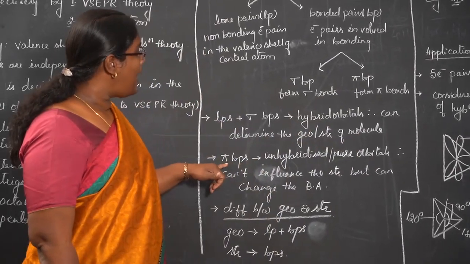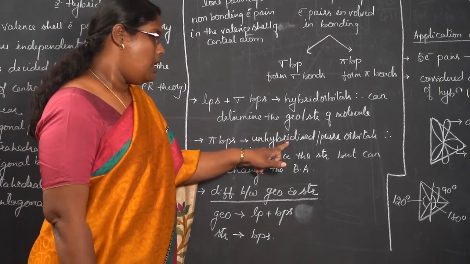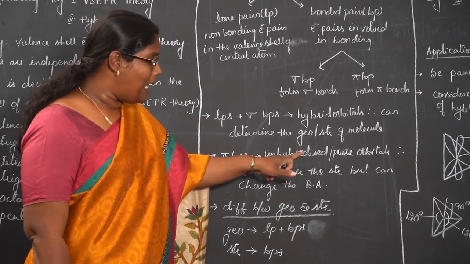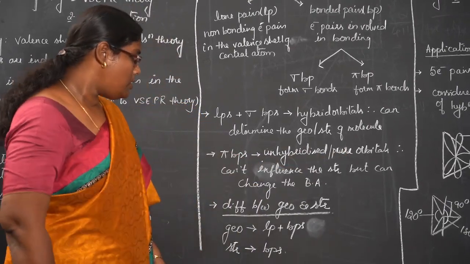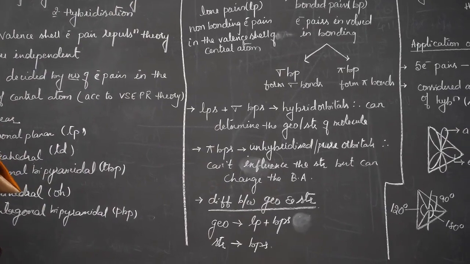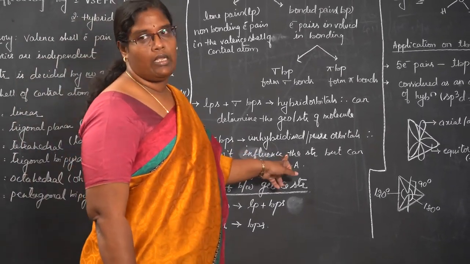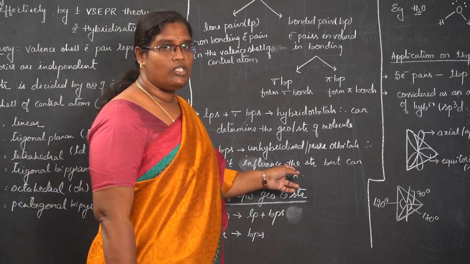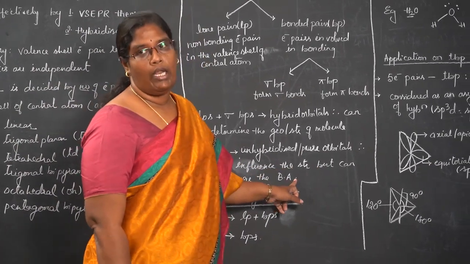Okay, and then the pi bonded pairs. Pi bonds are always formed with unhybridized or pure orbitals, so they cannot influence the structure of the molecule. They cannot change the structure, but they can change the bond angle of the molecule.